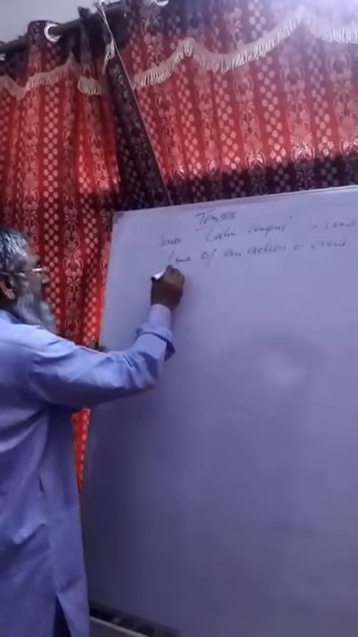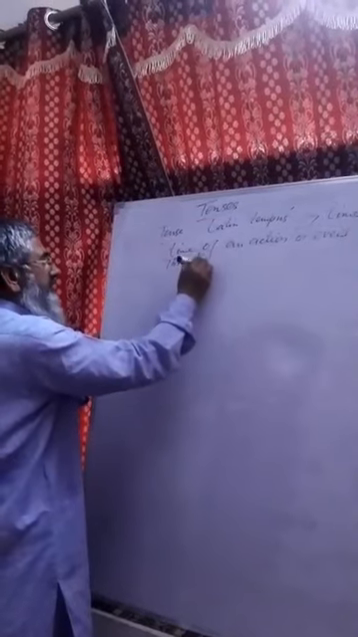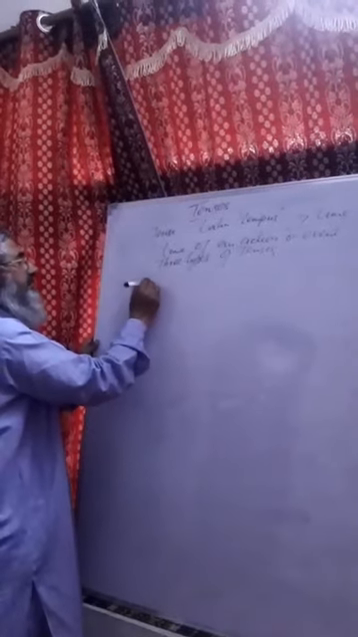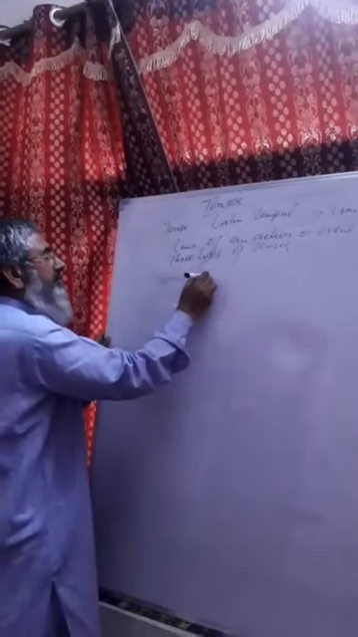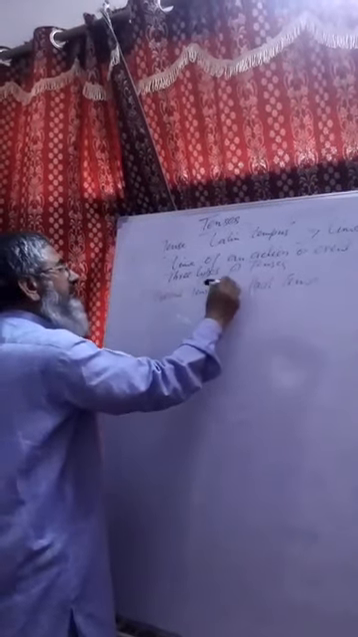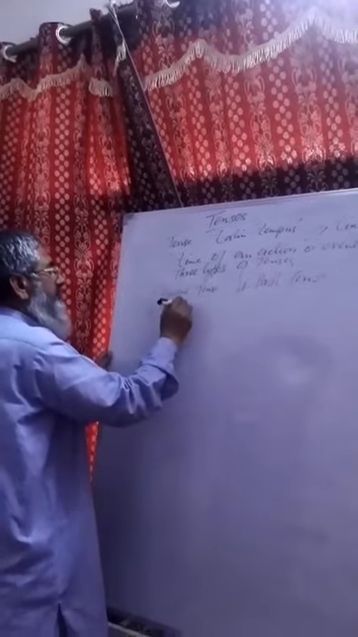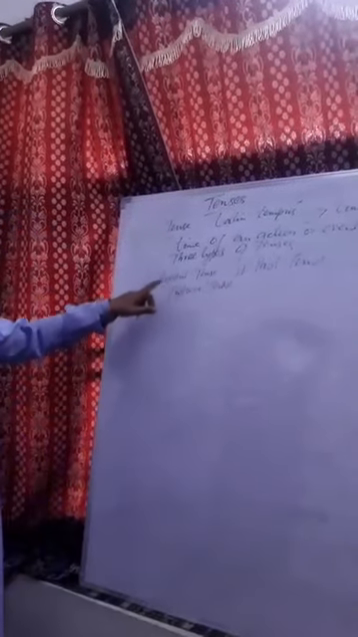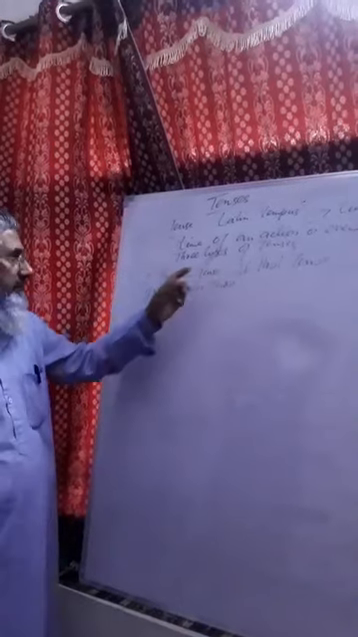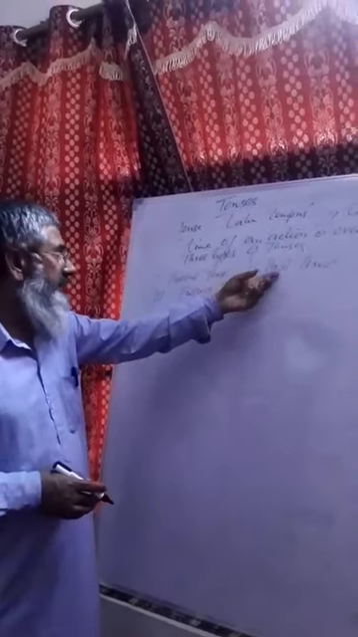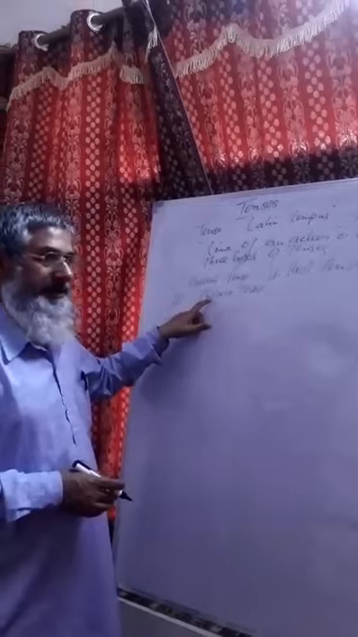Now there are three types of tenses, which are number one, present tense, number two, past tense, and number three, future tense. Present tense means what's happening now or today. Past tense, what happened yesterday, for example. And future tense, what's going to happen.